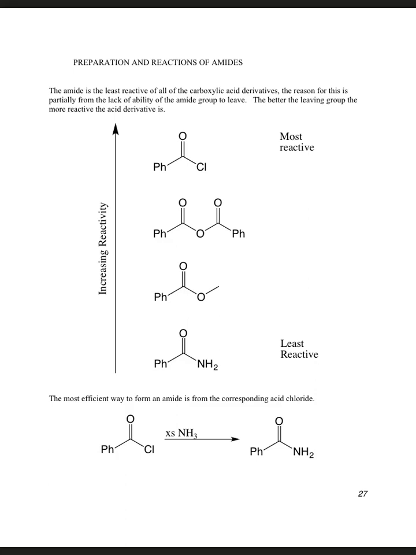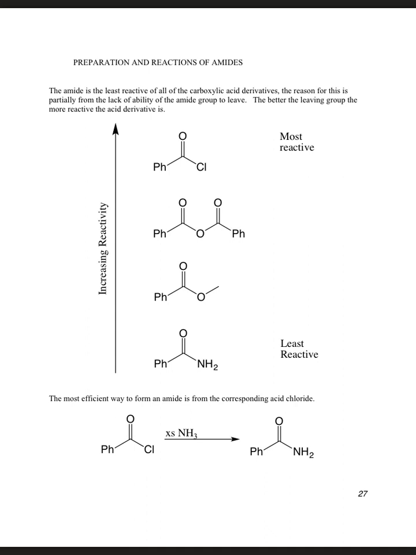So remember what we said about the reactivity of all of these. The acid chloride is the most reactive, the amide is the least. So once we have an amide, there's less we can do with an amide than all the others. Okay, so the most efficient way to form an amide is from the corresponding acid chloride as shown here.